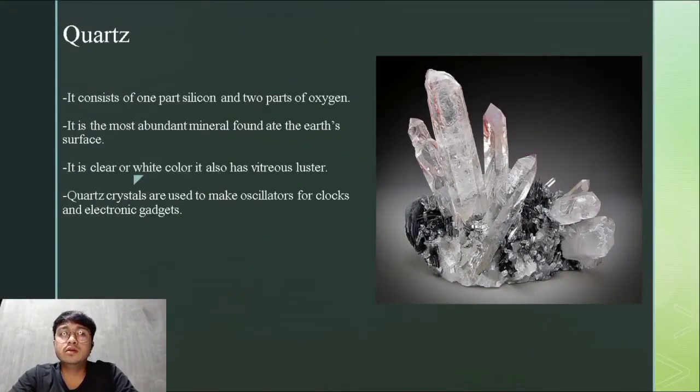Quartz. It consists of 1 part silicon and 2 parts oxygen. This is the most abundant mineral found at the Earth's surface. It is clear or white in color. It also has a vitreous luster. Quartz crystals are used to make oscillators for clocks and electronic gadgets.